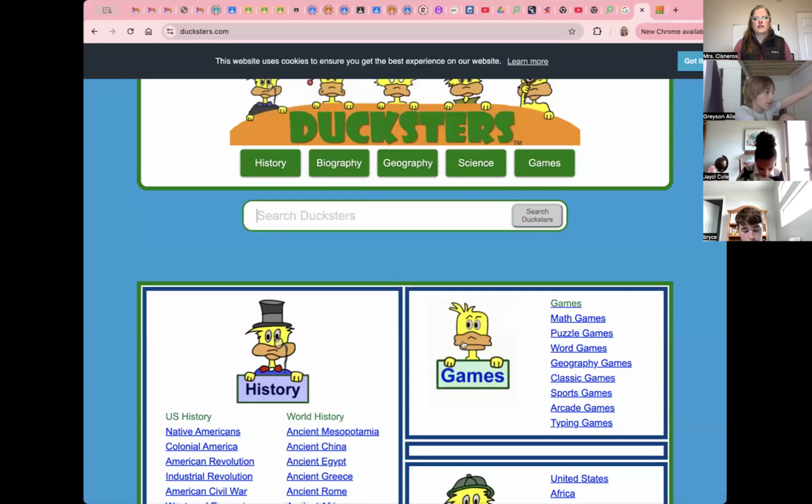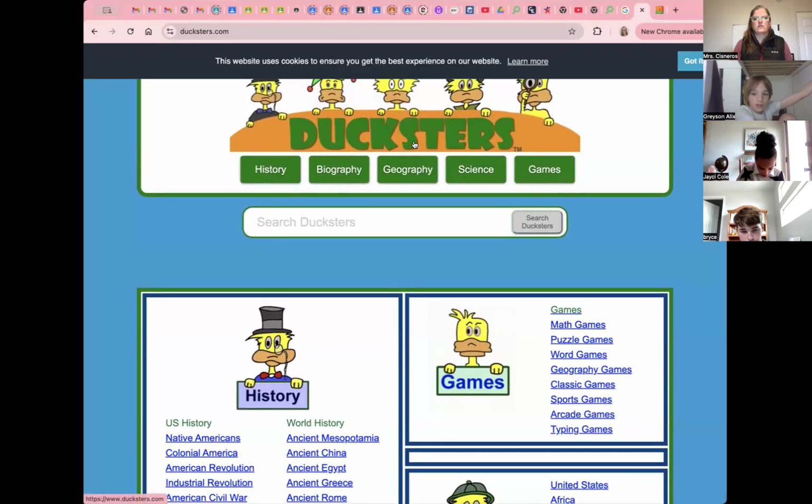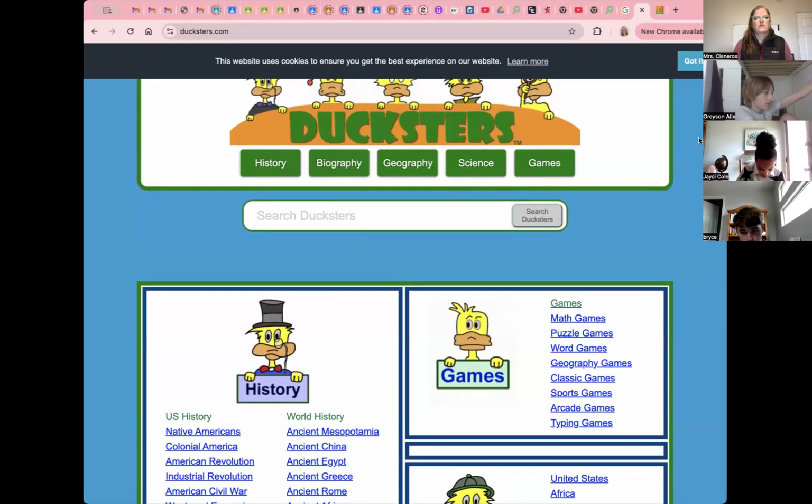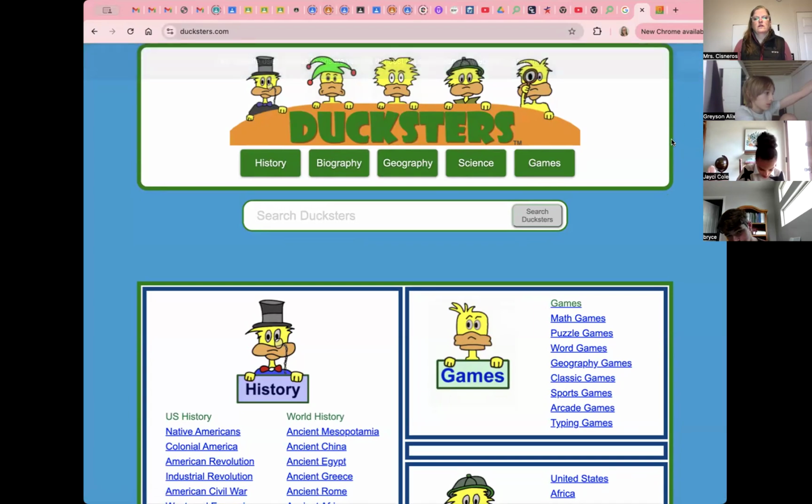Is it like a curriculum thing? It should look like this. Let me share my screen so you can see what I'm looking at. I don't think it's a curriculum thing. It looks like this. You see little ducks. It's called Ducksters. There's cute little ducks at the top. Ducksters.com. And you can go to this one too, Bryce. I think I sent you one from this one too.